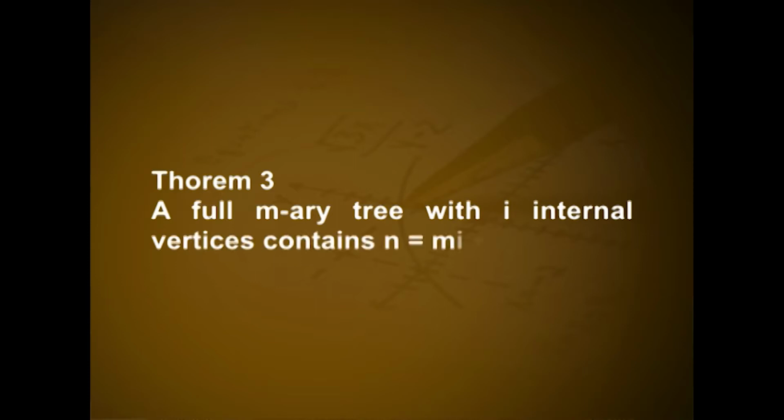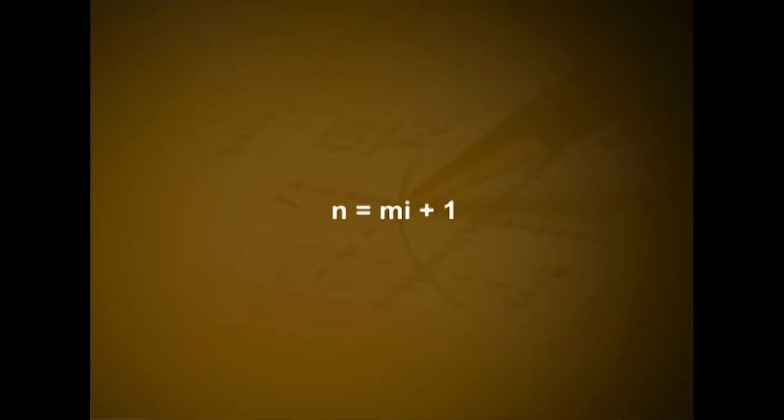The number of vertices in a full m-ary tree with a specified number of internal vertices is determined using the following theorem. Theorem 3. A full m-ary tree with i internal vertices contains n equal to mi plus 1 vertices. Proof. Every vertex except the root is the child of an internal vertex. Because each of the i internal vertices has m children, there are mi vertices in the tree other than the root. Therefore, the tree contains n equal to mi plus 1 vertices.